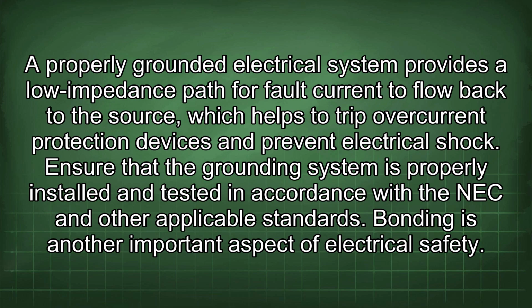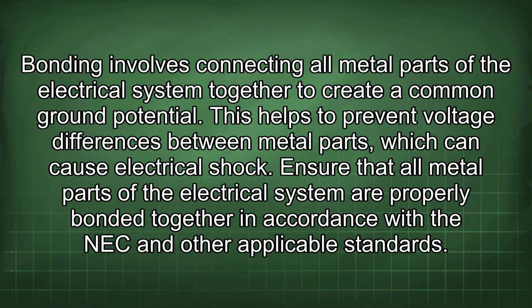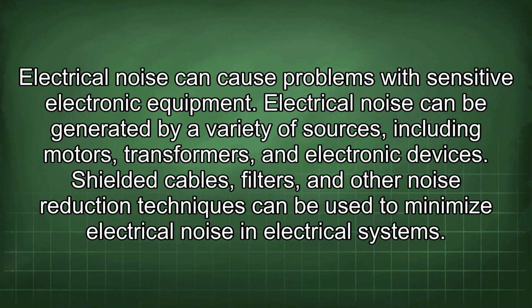Bonding is another important aspect of electrical safety. Bonding involves connecting all metal parts of the electrical system together to create a common ground potential. This helps to prevent voltage differences between metal parts, which can cause electrical shock. Ensure that all metal parts of the electrical system are properly bonded together in accordance with the NEC and other applicable standards. Electrical noise can cause problems with sensitive electronic equipment.